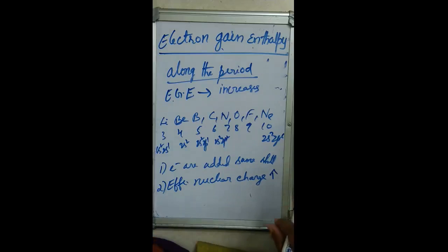For both ionization enthalpy and electron gain enthalpy, down the group it decreases, and the reason is the same. Along the period it increases, and the reason is also the same. So if you study one part, you can answer 2 concepts. I hope you understood the concept of electron gain enthalpy.